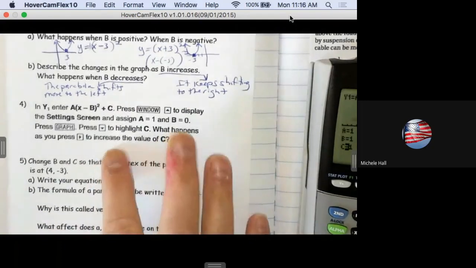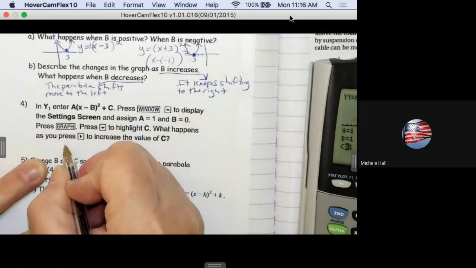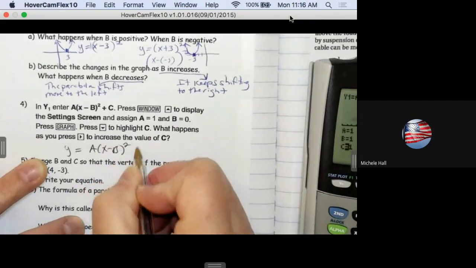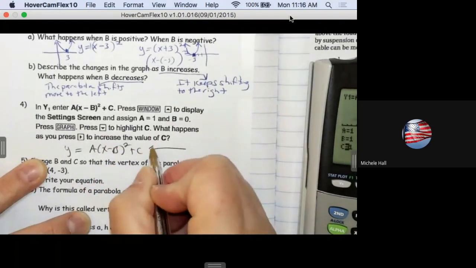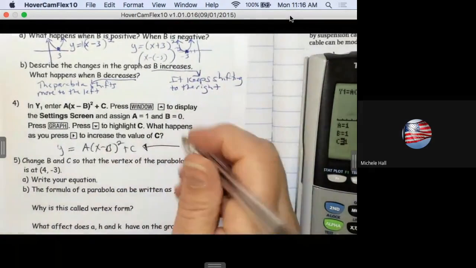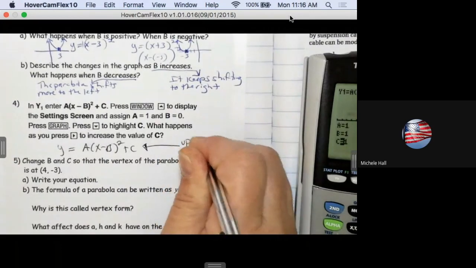Write down in your notes how c, so I'm going to go, okay. We have y equals a(x minus b) squared plus c. What is happening to c on the graph? Just up? Very good. It moves it up and down.